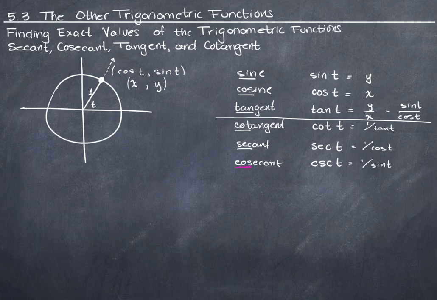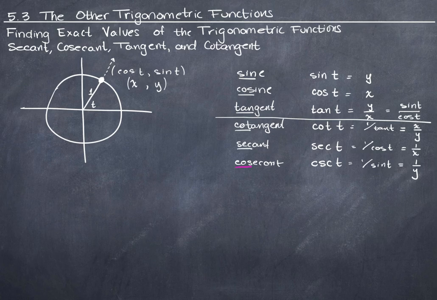Now, since the tangent is y over x, the cotangent being 1 over tangent is x over y. Since the cosine of t is x, the secant, being 1 over the cosine, is 1 over x. And since the sine of t is y, the cosecant is 1 over sine, so that's 1 over y.